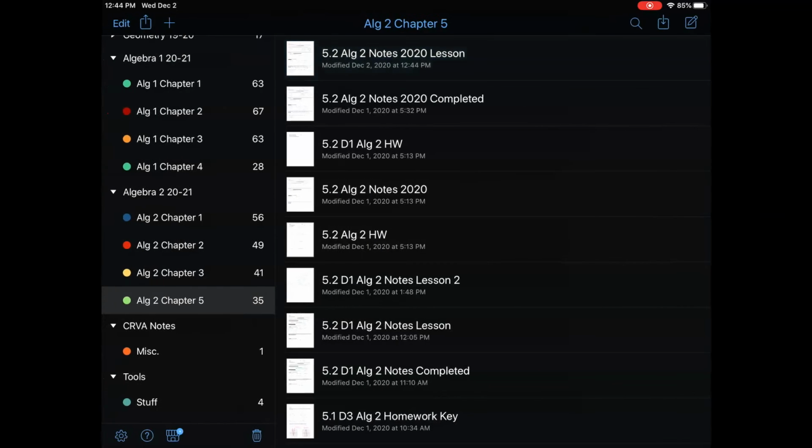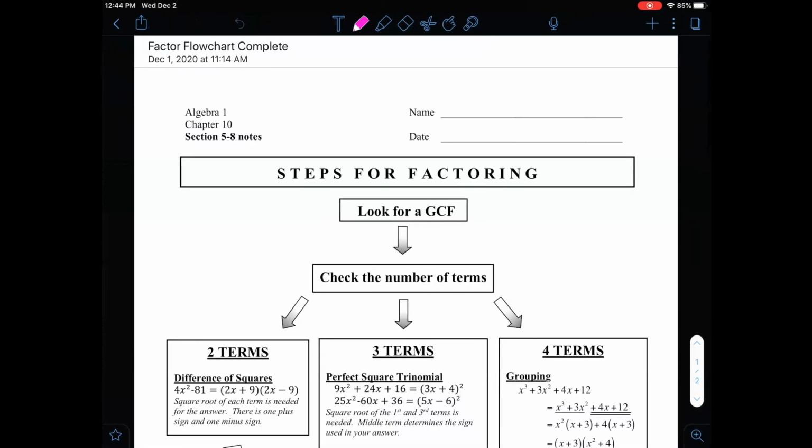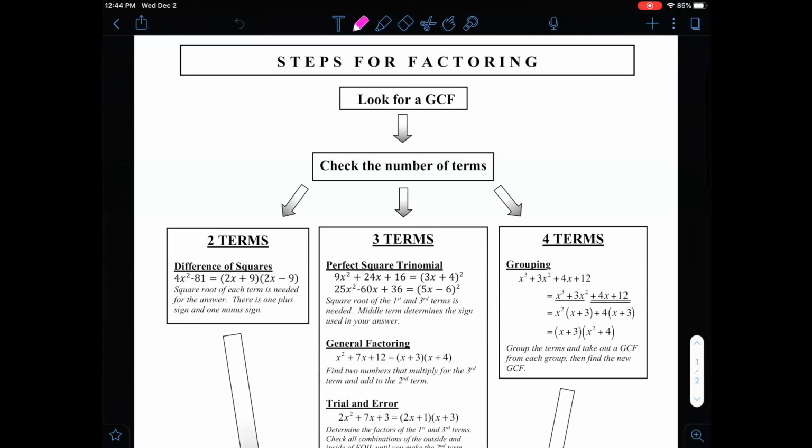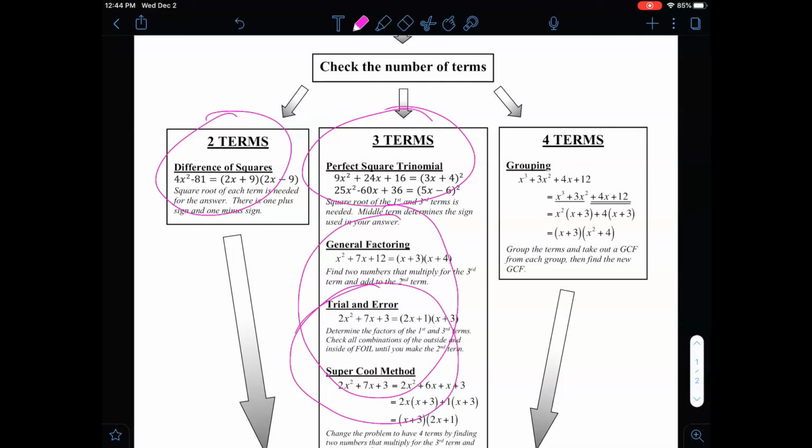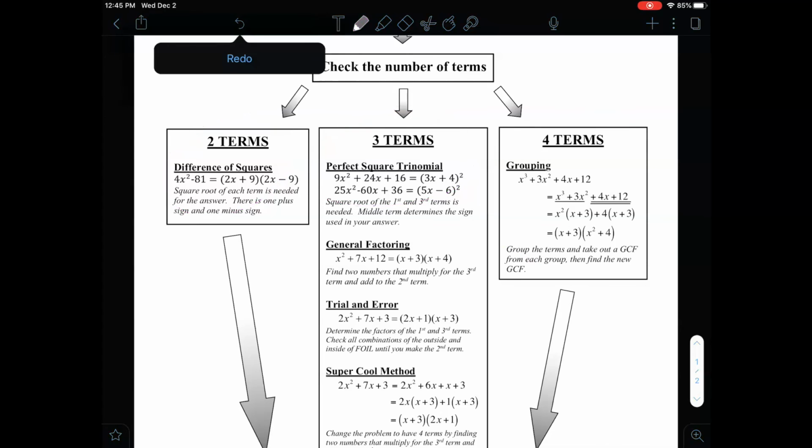But right now, let's go back to the factor flow chart really briefly here, and you'll be able to use this on your quizzes and tests if you want. You check for a GCF, first of all, no matter what you're doing. You check the number of terms. 2 terms is difference of squares. 3 terms is perfect square trinomial, or the smiley face method. That's just going to be trial and error. And then the grouping we talked about in the last lesson. Okay?